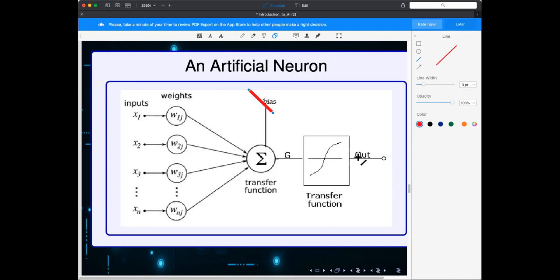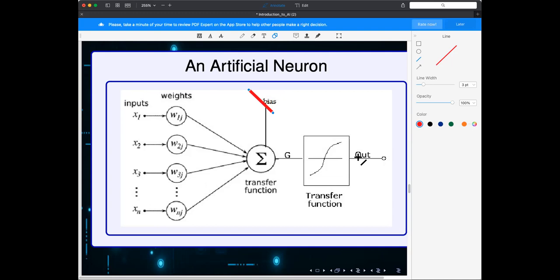Then where is the intelligence here? The intelligence is picking the values of the weights, figuring out the values of the weights that will get you the right output if you get this input. Setting the weights here will determine, if you feed a certain input, whether you get the actual output or the desired output.